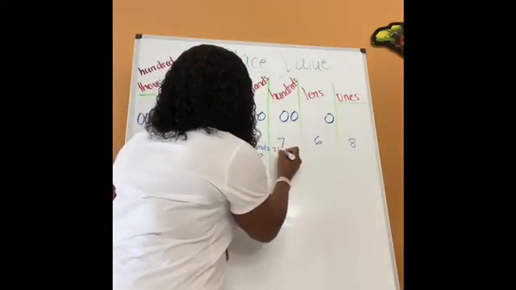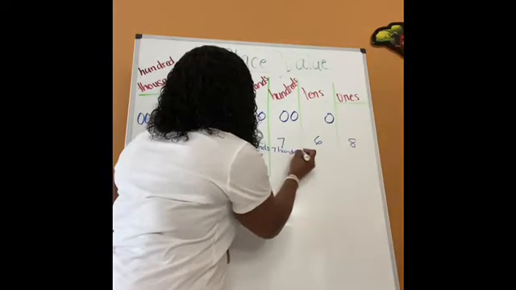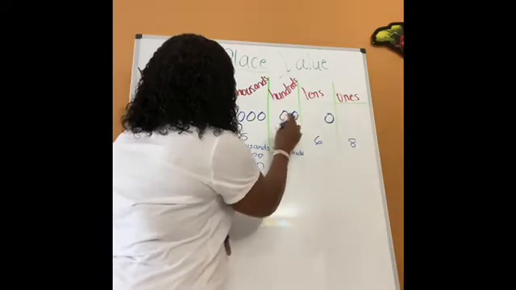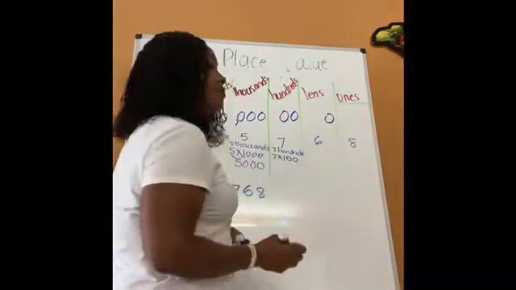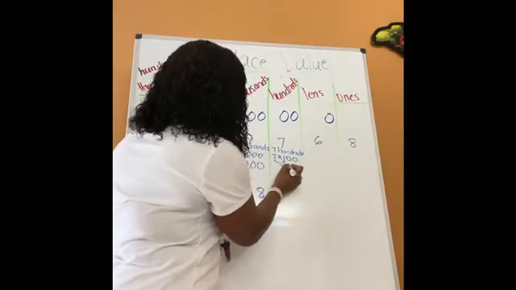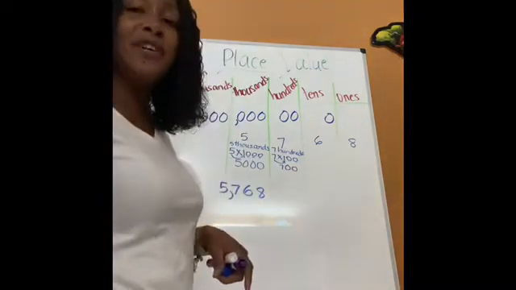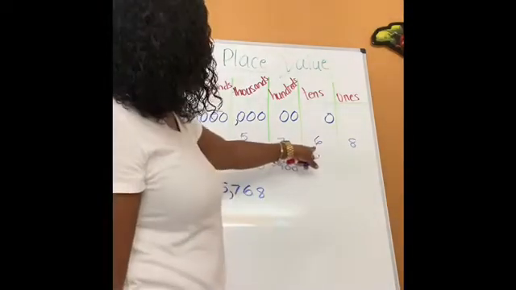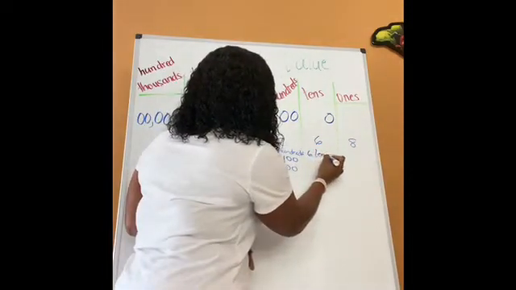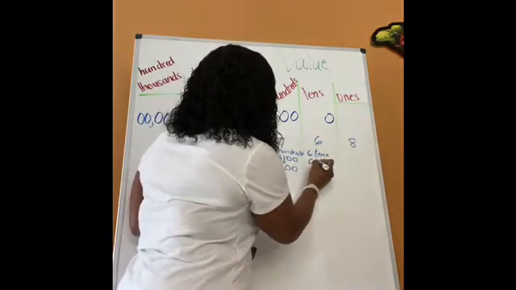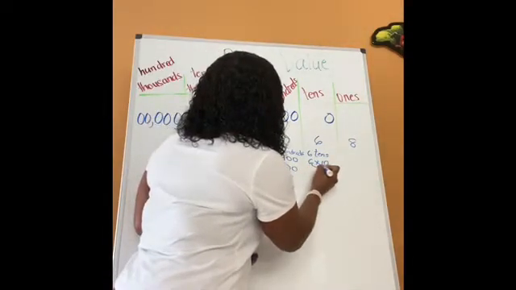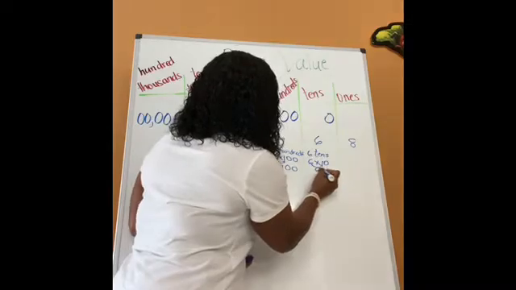The value of my 7 is 7 hundreds. Again, I can write it as 7 times 100, 2 zeros. And I can further break it down by saying 7 times 1 is 7 and put my 2 zeros. So that's 700. The 6 is 6 tens. So 6 tens, or 6 times 10. And I can multiply 6 times 1 is 6 and I add my 1 zero.